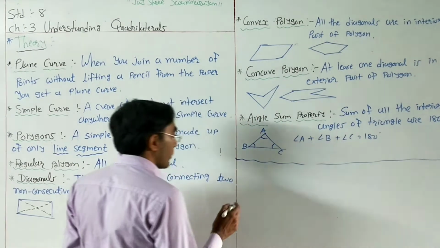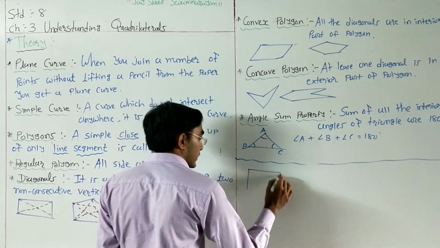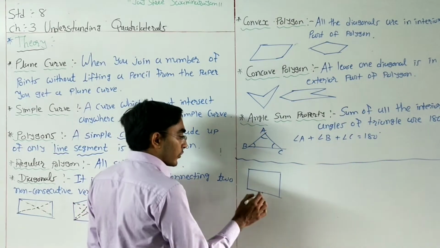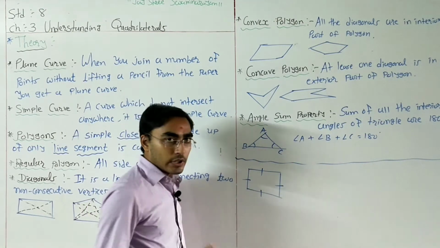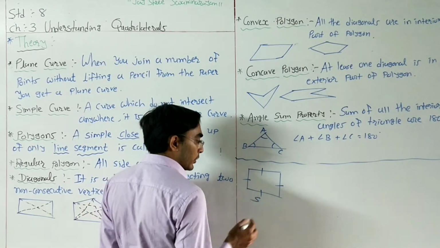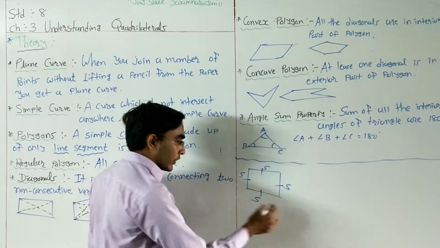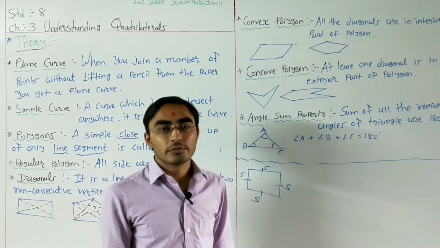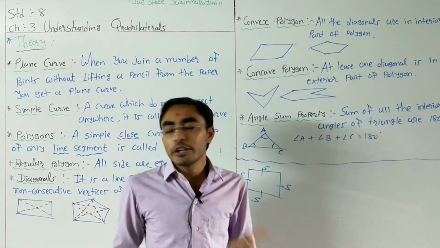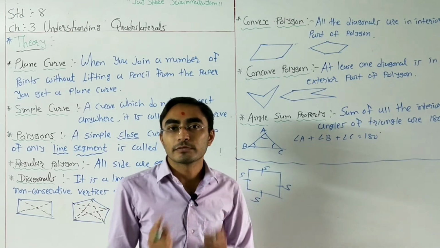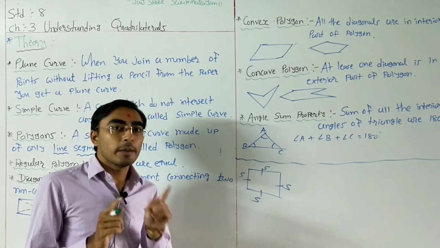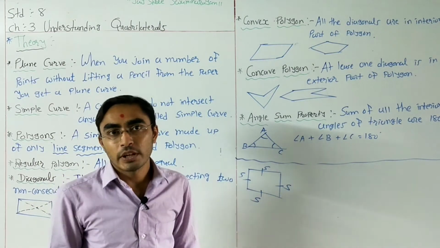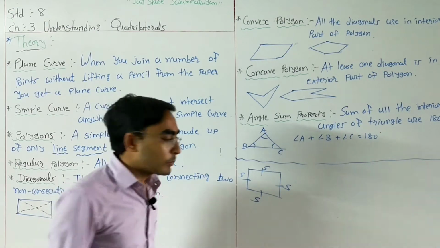Okay, if we talk about a square, this is one polygon, and in a square all sides are the same. If the measurement of this side is 5, then all sides have the same measurement, so this is called a regular polygon. A square is one type of regular polygon, because in a square all the sides are the same.